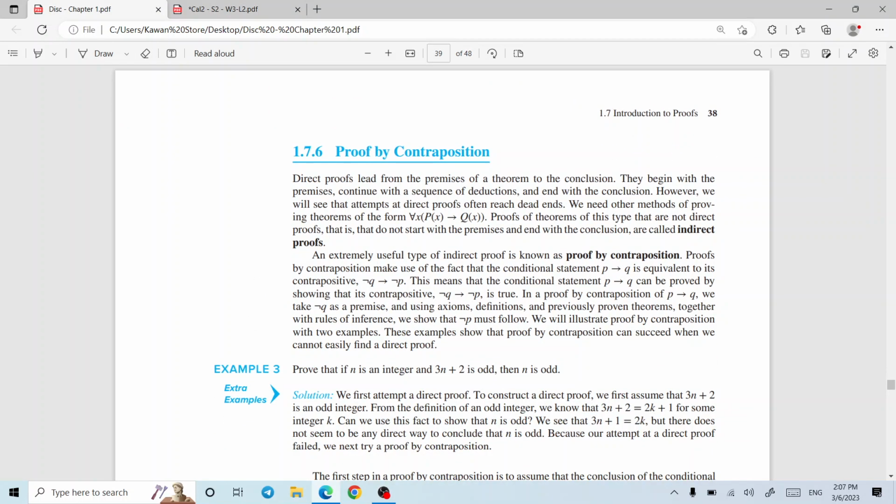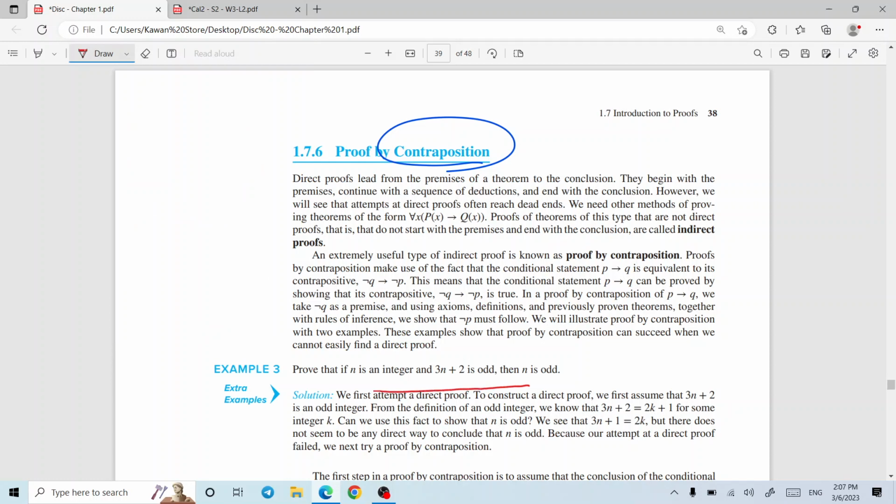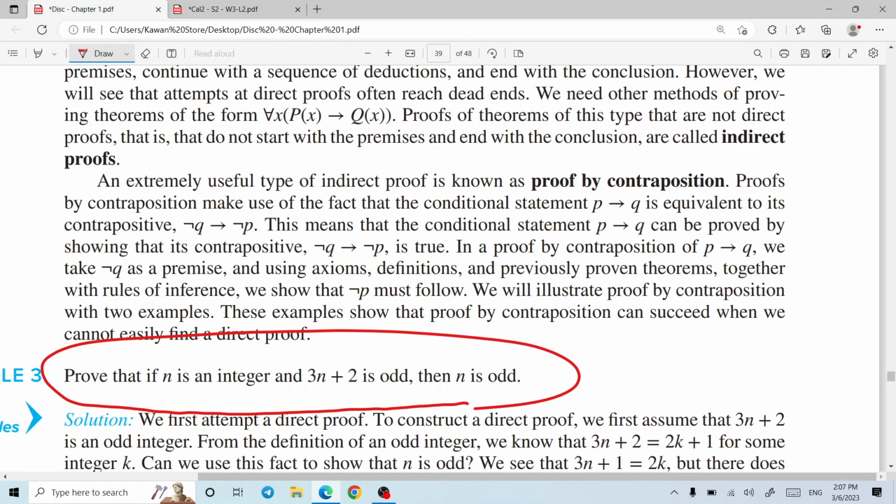So here we have a contraposition, and as well we have an example. How to prove, how to understand? First, you should understand the question, the theorem. Then recognize which one is P, which one is Q, and what is between them. Then later you can prove it.